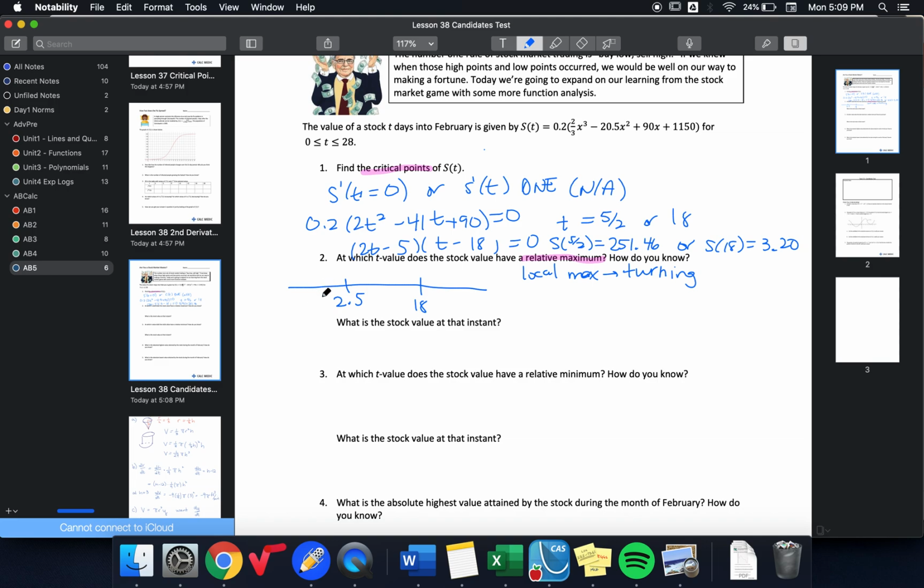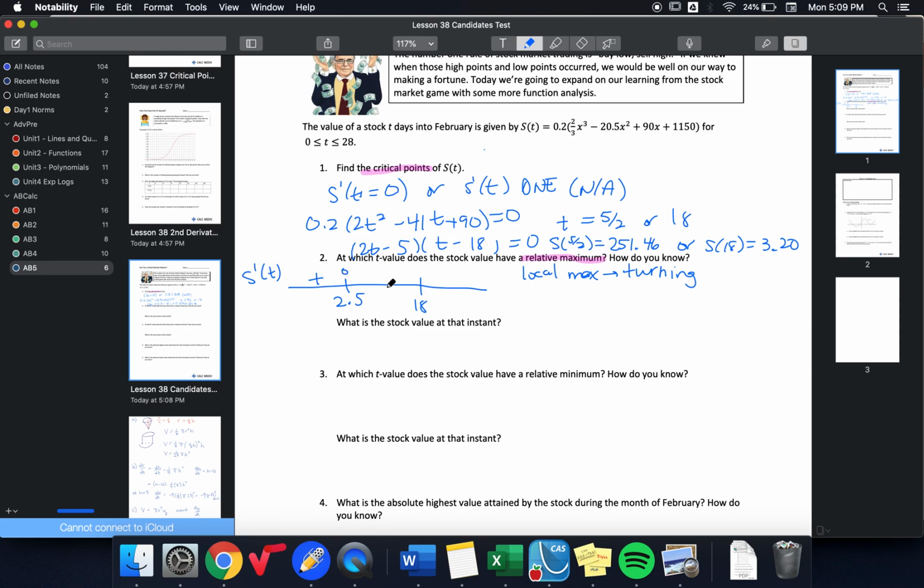If we look to the left of 2.5, that's like 0, for example. If I plug 0 in, I'm going to get negative times negative, which is positive. So I'm plugging these into the s prime of t values. We know it was 0 here. It's positive on this side.